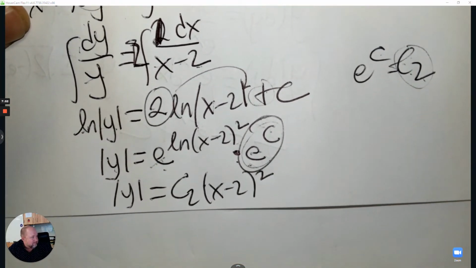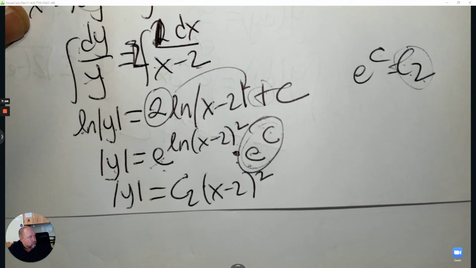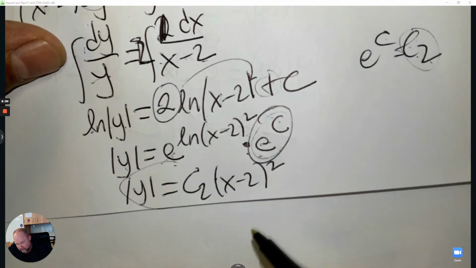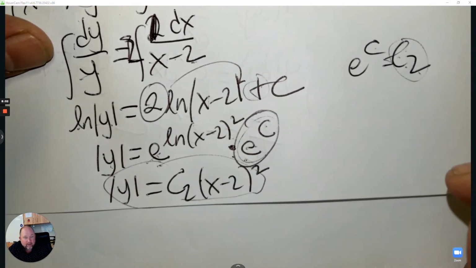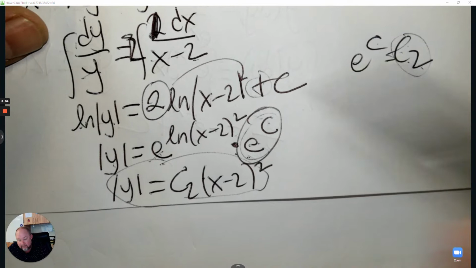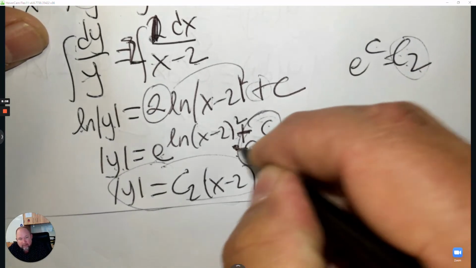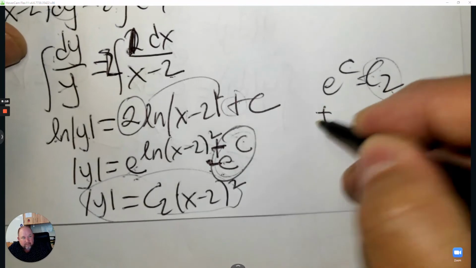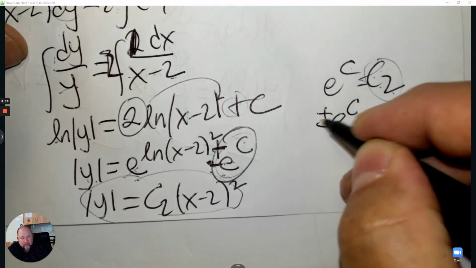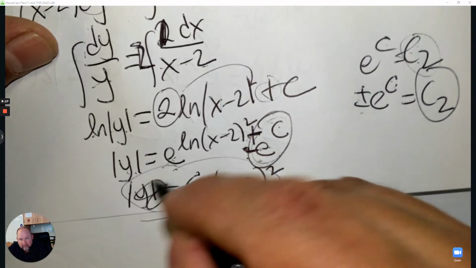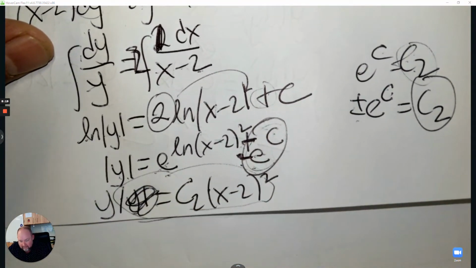I think that's it. And we have our answer. And by the way, if we want to remove the absolute value bars, this would be plus or minus. And so that plus or minus constant, whether it's positive or negative, it's just a constant. I can then remove the bars and just make it equal to that.